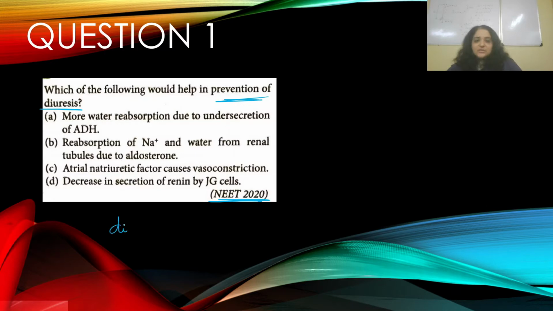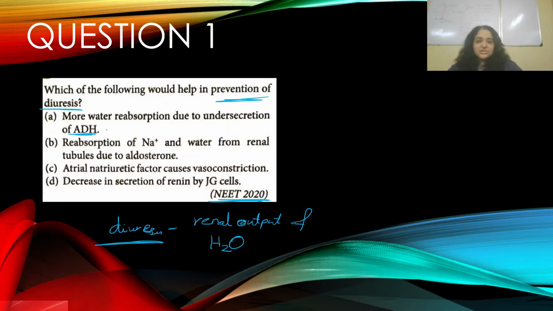Now what is diuresis? Diuresis means renal output of water. This is the meaning of diuresis. So now we have to find out what would help in preventing that. Let's look at our first option, A, more water reabsorption due to undersecretion of ADH.